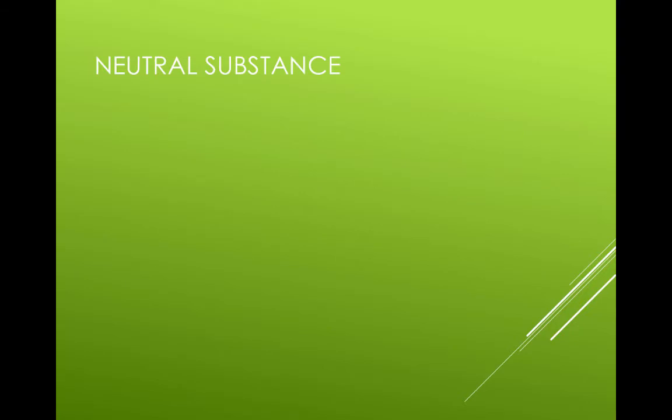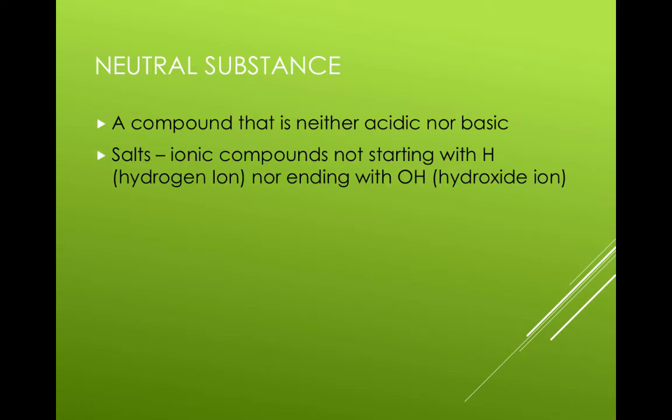Neutral substances are compounds that are neither acidic nor basic. These include ionic compounds that do not start with the hydrogen ion, or those that do not end with the hydroxide ion. For example, NaCl, MgCl2, and FeSO4. They start with the metal, and they end with the nonmetal, which indicates that they are ionic, but they do not start with hydrogen, nor do they end with hydroxide. These three are examples of neutral ionic compounds.